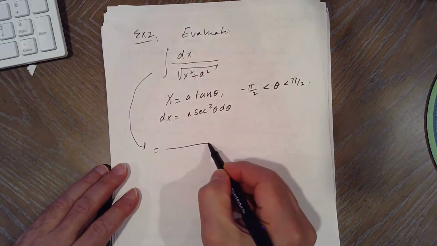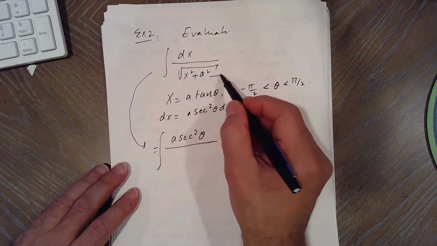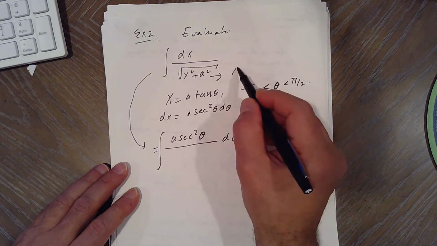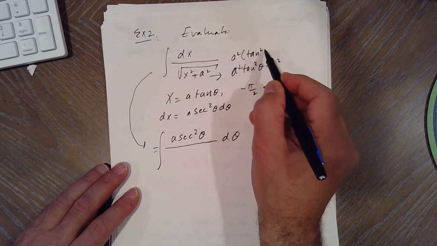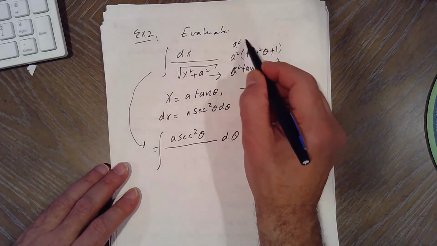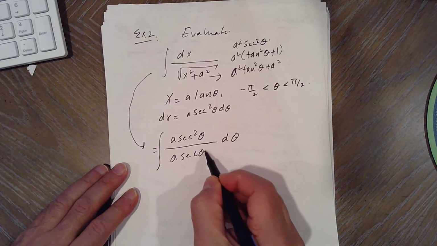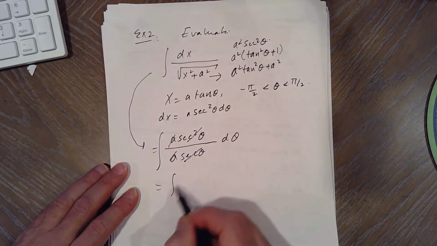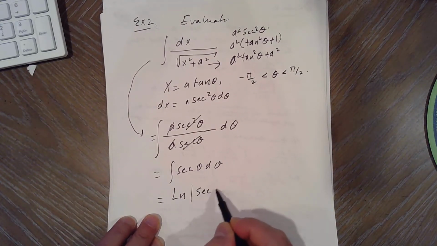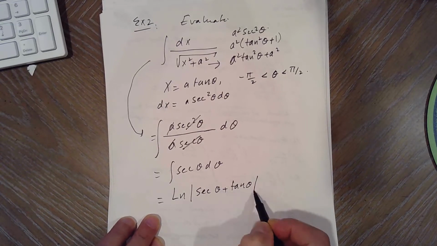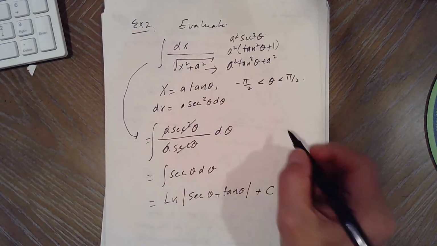So this would be dx, which is a secant squared theta d theta, and that guy is going to be x squared plus a squared, which is a squared tangent squared plus a squared, which is a squared times tangent squared plus 1, which is a squared secant squared theta. So square rooted, you get a secant theta, that guy with that guy. So integral of secant theta d theta, and we know we've done this before. Ln of absolute value of secant plus tangent plus c. Now remember, we're integrating with respect to x, so we gotta go back to x.